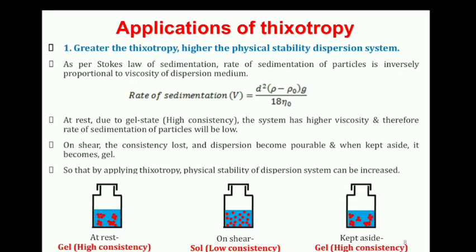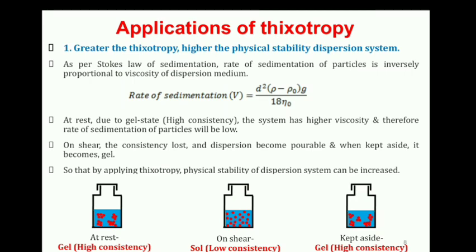That is shown in the diagram. See the first diagram on the left-hand side. At rest, gel, high consistency. Aggregation of your particles is also there. Second, on shear, the consistency is lost and the dispersion becomes pourable. So on shear, what will happen? The gel is converted to the sol. See the second diagram, on shear, sol in brackets, low consistency. The consistency decreases, particles get separated from each other. Now the system is converted to the sol, and it is pourable.